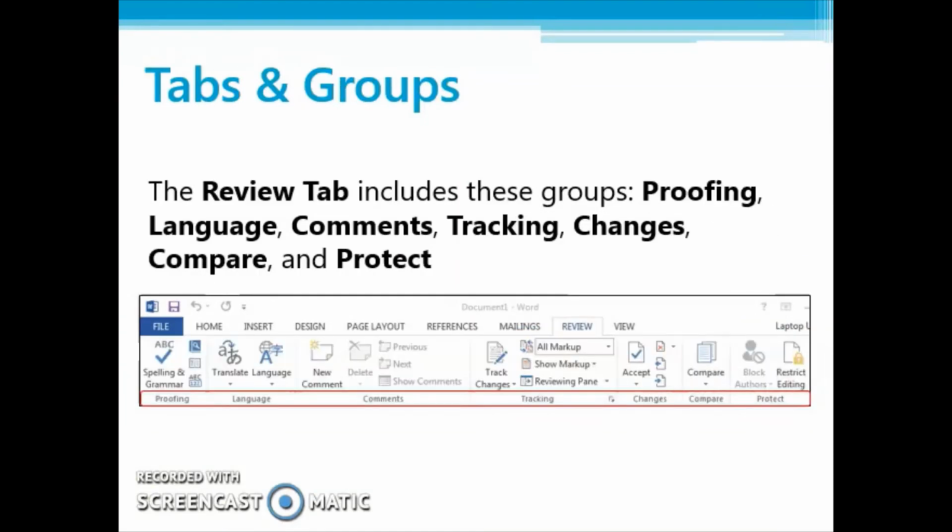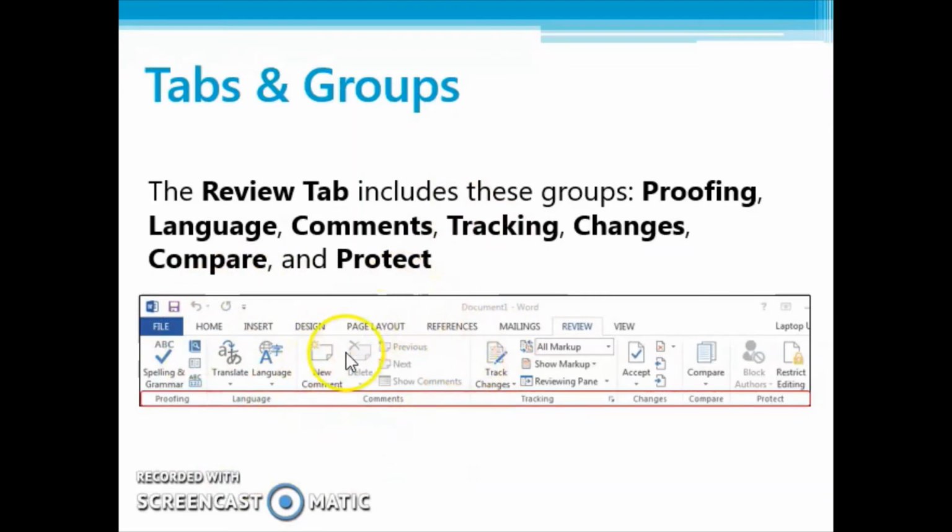The Review tab includes groups related to editing and versioning documents, and this includes proofing, language, comments, tracking, changes, compare, and protect. So proofing allows us to check spelling, grammar, word count, or use the thesaurus. Language allows us to translate the document into another language.